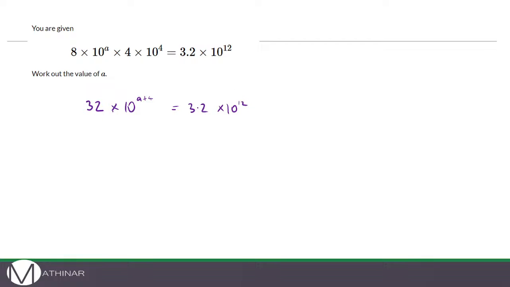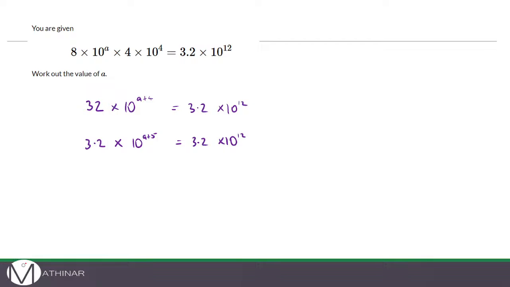Now this number is not in standard form. So in order to make this number in standard form, I'll need to make this number 3.2. And to balance it out, I need to add 1 to the power here. So it becomes 10 to the power of A plus 5. And I'm just going to copy this out. 3.2 times 10 to the power of 12.